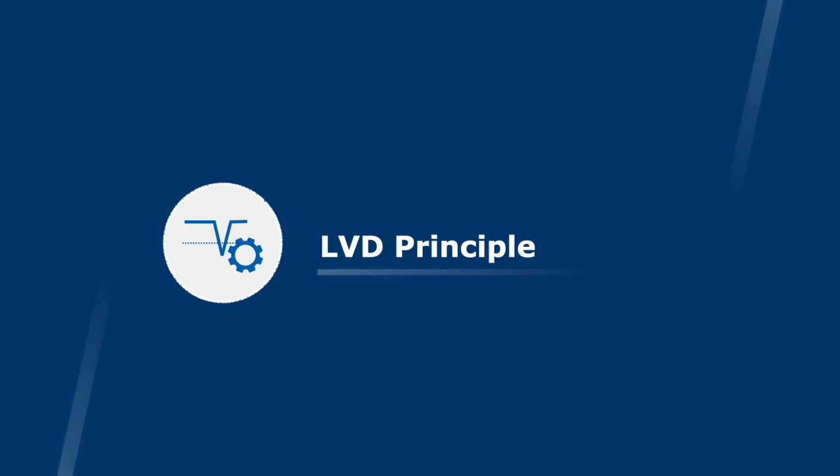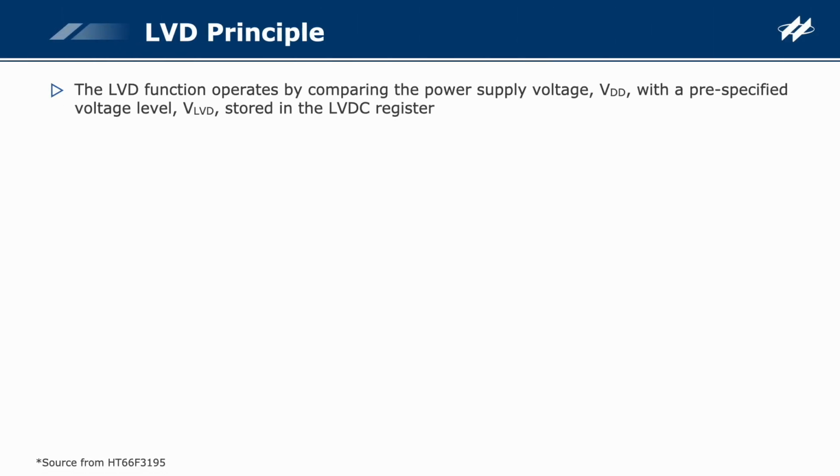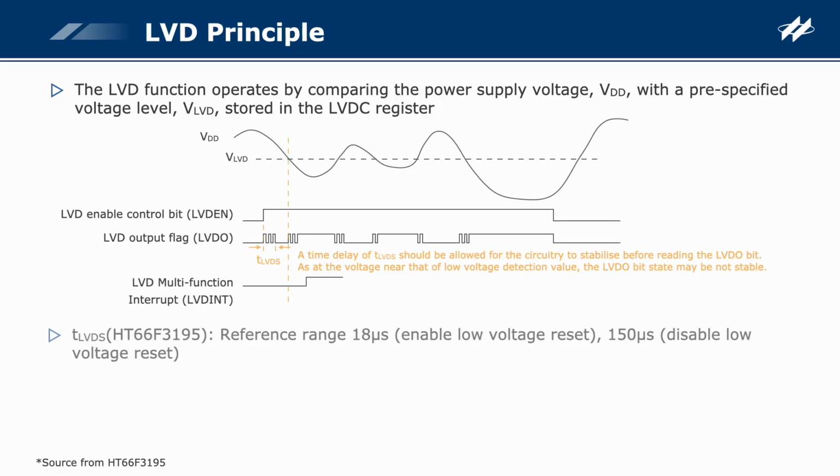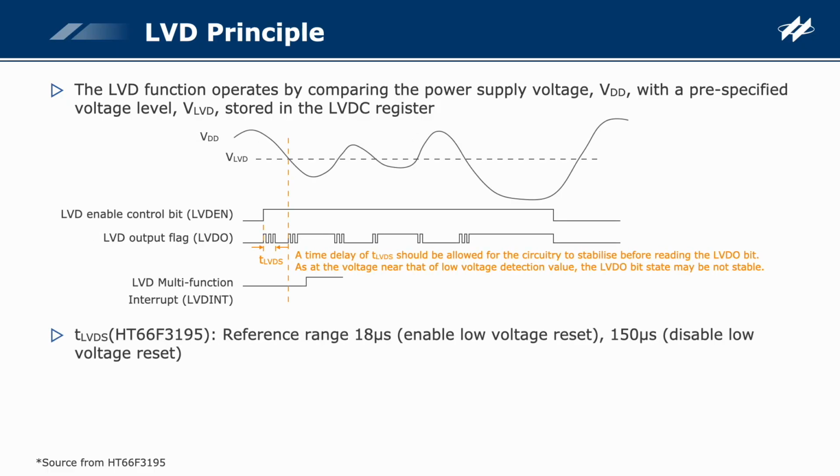LVD Principle. The low voltage detector function operates by comparing the power supply voltage with a pre-specified voltage level stored in the LVDC register. After enabling the low voltage detector, a time delay should be allowed for the circuitry to stabilize before reading the LVDO bit. Note also that as the power supply voltage may rise and fall rather slowly, at the voltage near that of low voltage detection value, the LVDO bit state may be not stable.